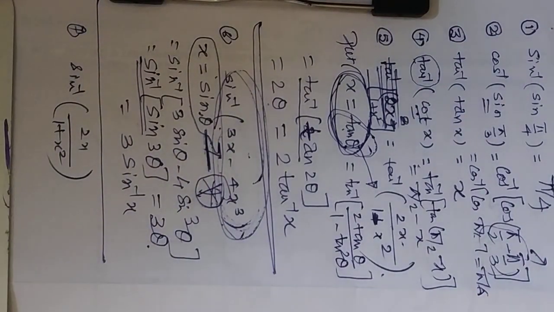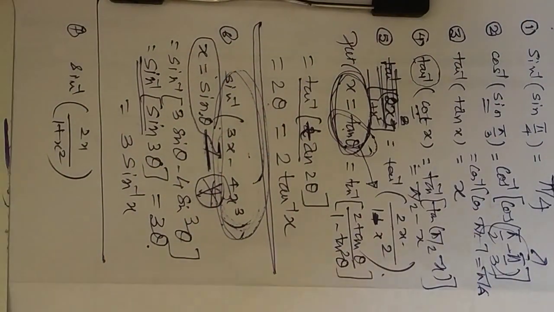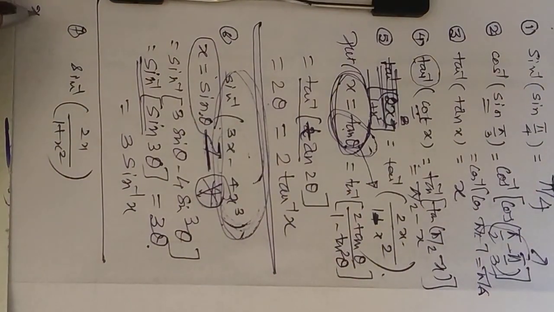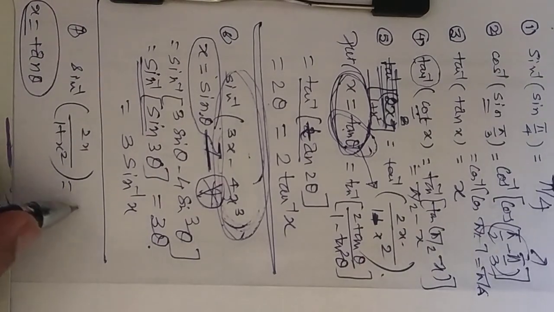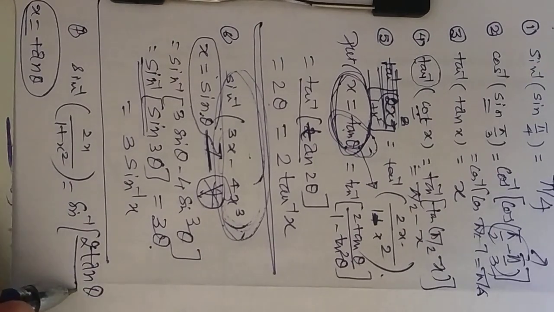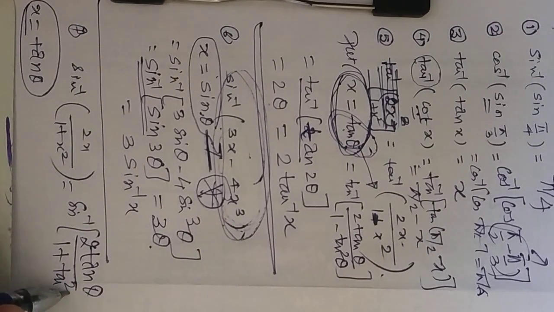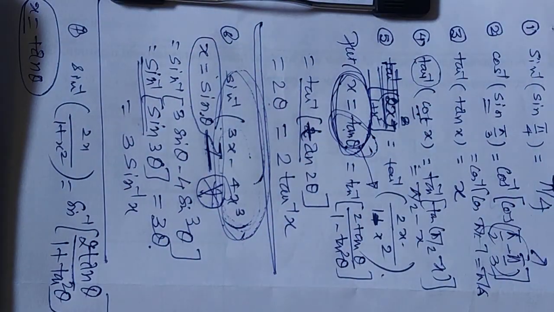Sine inverse 2x upon 1 plus x square. What is a better replacement? What we can replace over here so that we will get the solution? Sine inverse of 2x upon 1 plus x square. Recall the formula. The better replacement in this case is x is equal to tan theta. So it will be sine inverse 2 tan theta upon 1 plus tan square theta. Are you getting any remark as 2 tan theta upon 1 plus tan square theta? If not, then you can simplify.